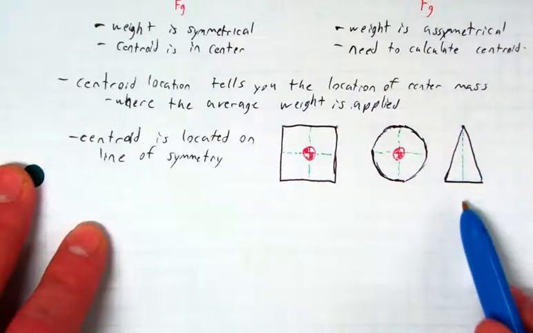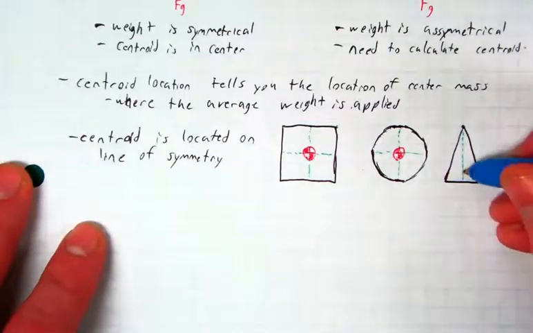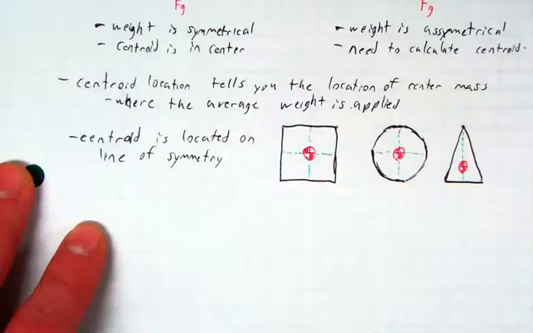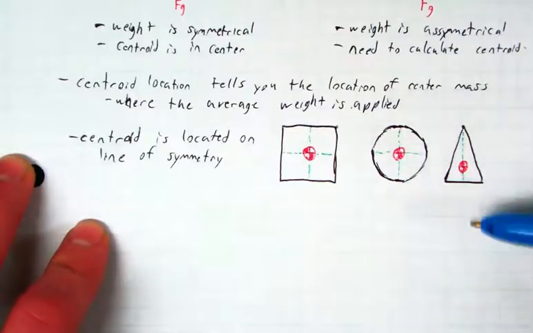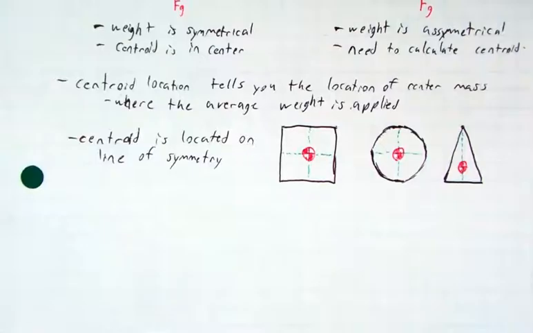Well, the centroid is going to be on this line of symmetry, but this shape is more bottom heavy. Therefore, the centroid will be closer to the bottom than it is to the top. And so if there's only one line of symmetry, you know one of the components of your centroid, just not the other.